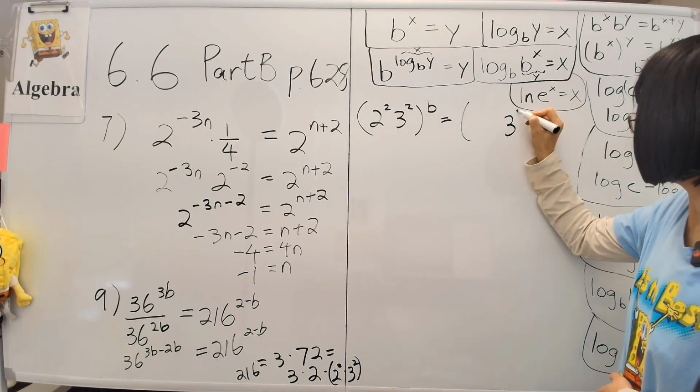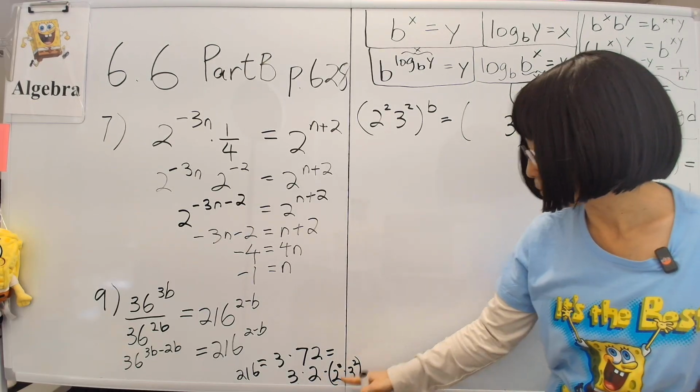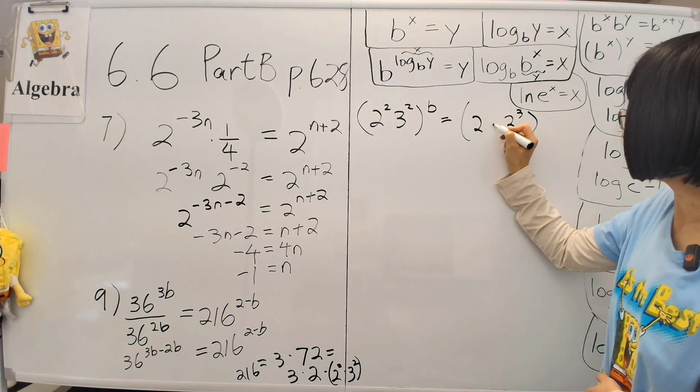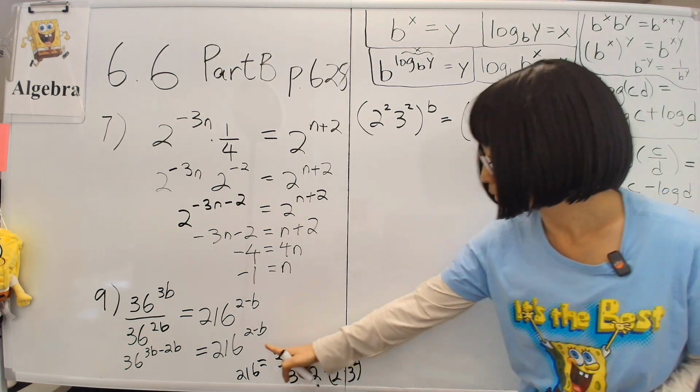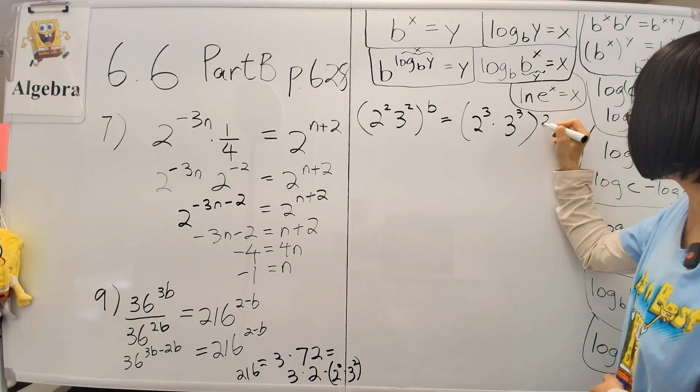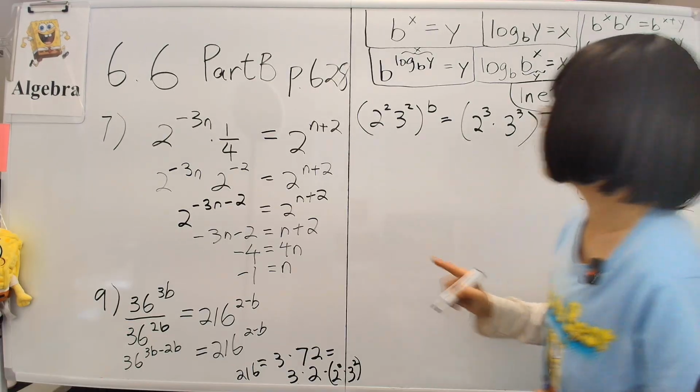And then 3 to the power 3 and 2 to the power 3, and the whole thing is being raised to the power 2 minus b. All right, so we got that thing.